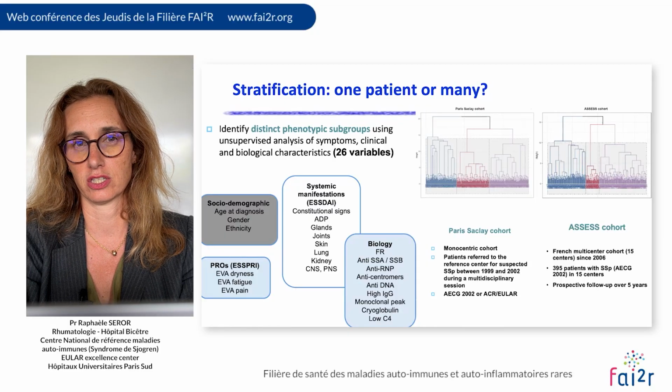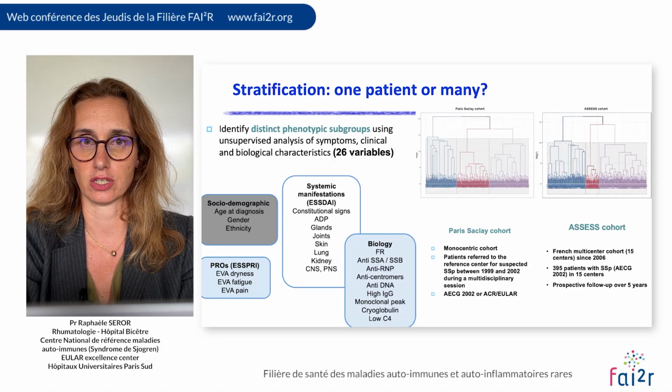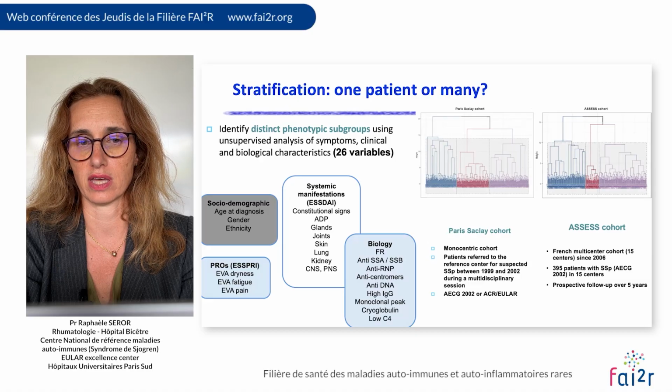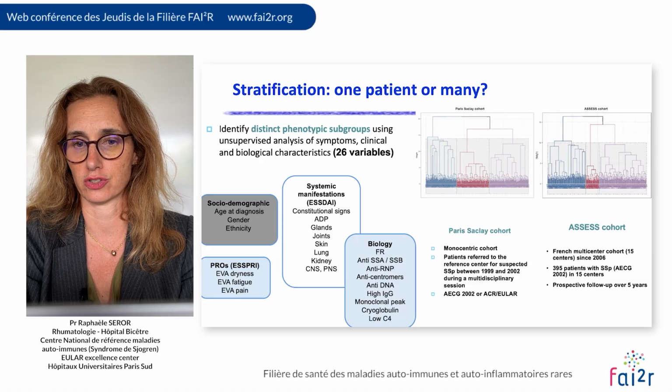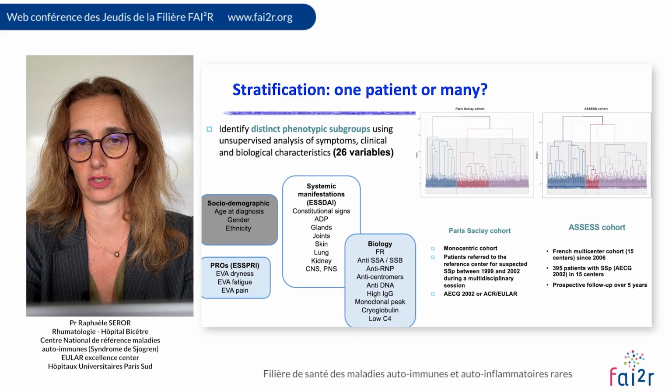Until now, the stratification strategies that have been performed were based mostly on symptoms, VAS for pain, dryness, fatigue, or scores of depression and anxiety, HAD, but neglected the systemic manifestations or the biological features. Our strategy was to include all these variables in the stratification pattern. Thereafter, we identified subgroups using an unsupervised analysis of hierarchical clustering. We used 2 different independent cohorts, and we identified 3 clusters in each of the cohorts.